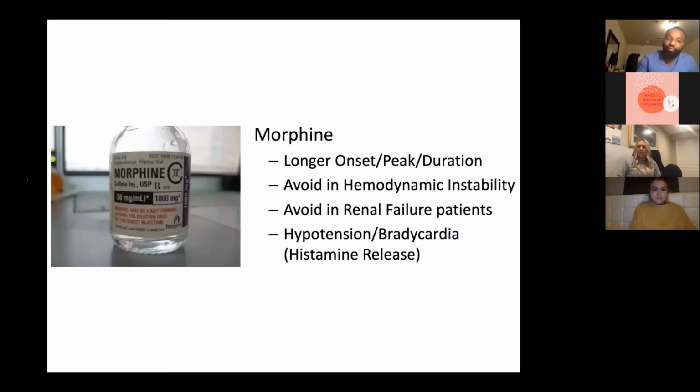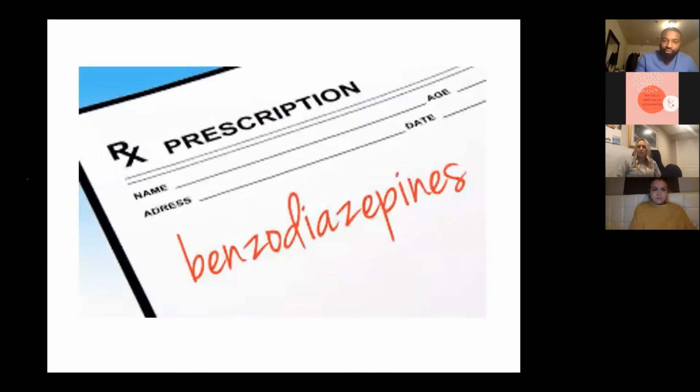And then you have morphine, right? Morphine has a long onset and peak. You want to avoid this in hemodynamic instability, in renal failure patients, and in hypotension. So you don't really want to give this in the ICU setting. This is just good for pain in patients that don't have any renal failure. So you can give morphine.